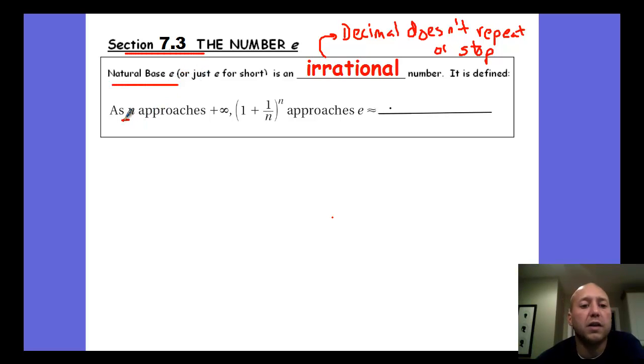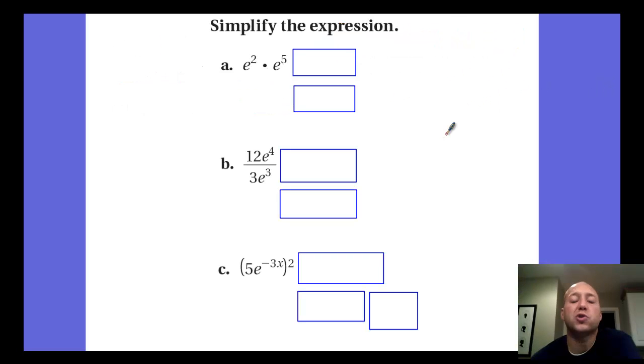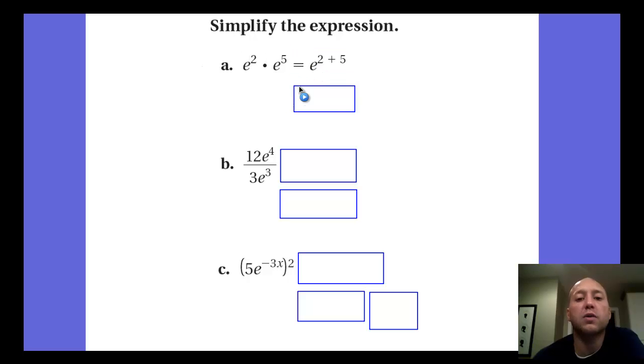So as n, our compounding, approaches positive infinity, as we let n get infinitely large, this quantity is going to approach our value of e, which ends up being 2.71828. So this is our value e. We treat e as a variable a lot of times, so we can use a lot of our exponent rules, like e to the second power times e to the fifth. We add those exponents, so we get e to the seventh.